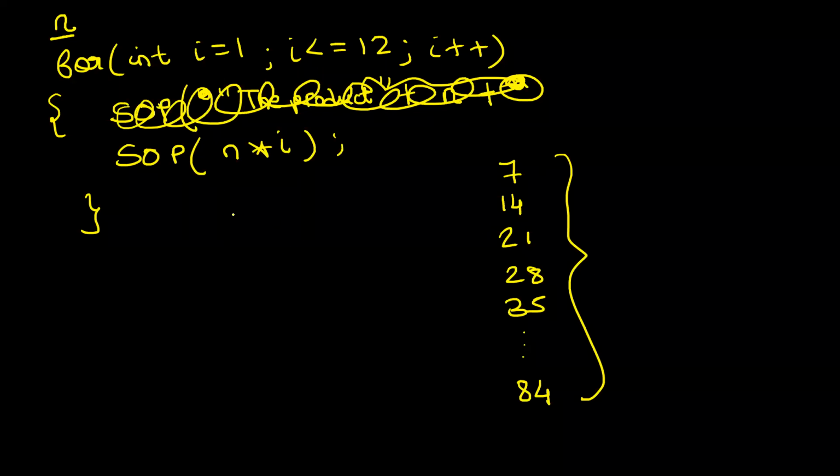But what if I want to print it in a better way? I want to print it like this. 7 into 1 is 7. 7 into 2 is equal to 14. 7 into 3 is equal to 21. What if we want to print the table like this? Okay. So let us move to the online GDB and try to see how it will be printed.